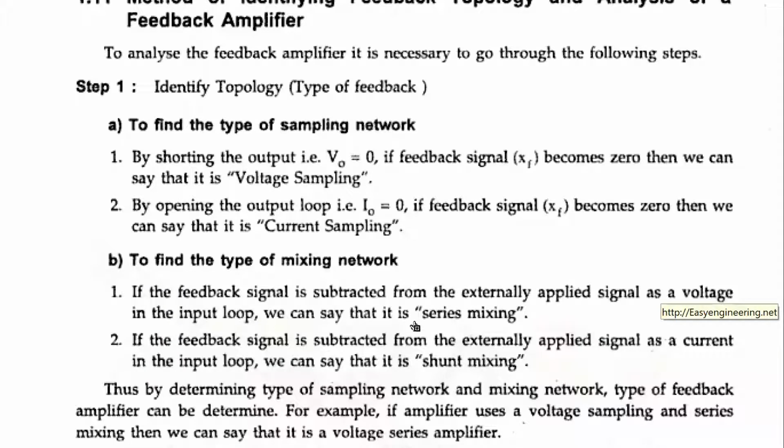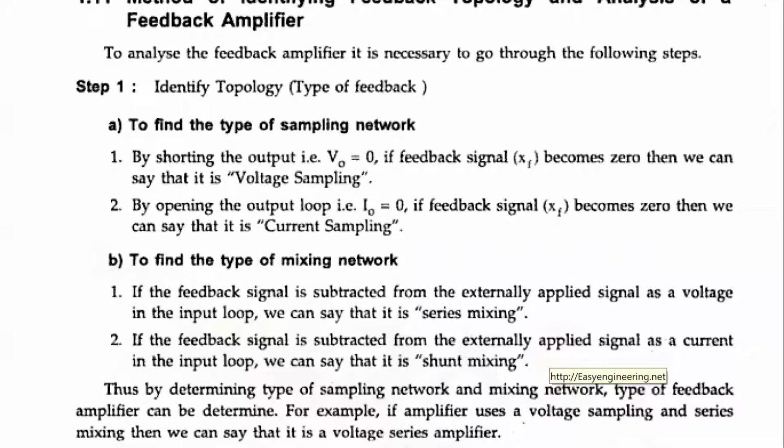Again, if you understand this point, second point, you can easily understand. If the feedback signal is subtracted from the externally applied signal as a current, then it is shunt mixing. Similar points. Here we have voltage, here we have current. So because of that, series mixing, shunt mixing. So the technique is this. How to identify the type of mixing?